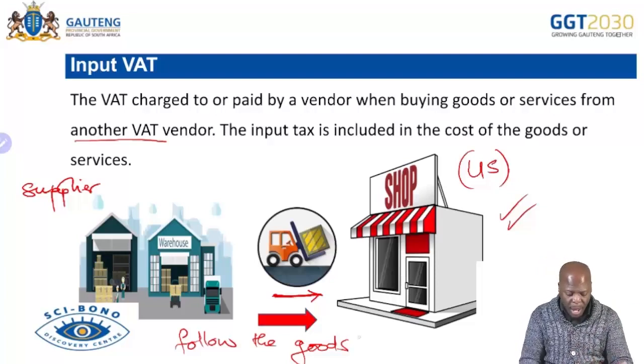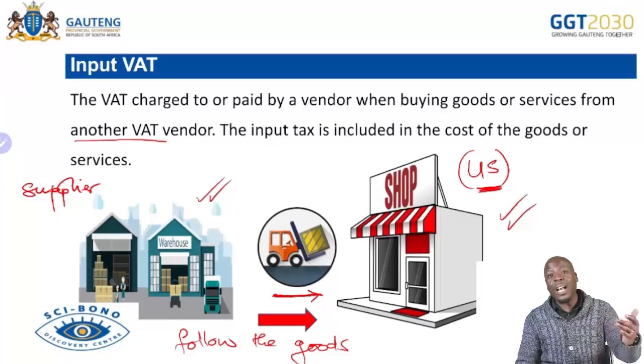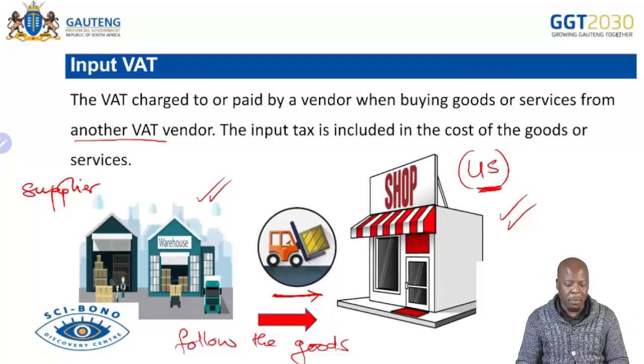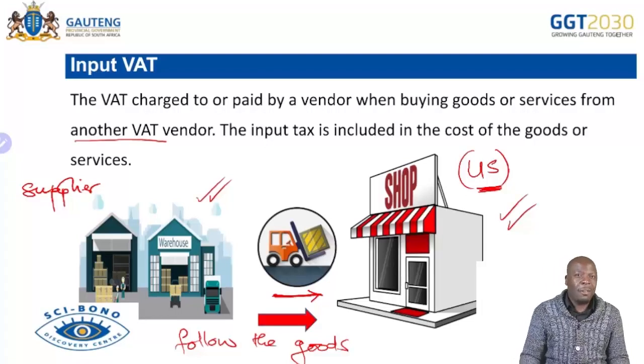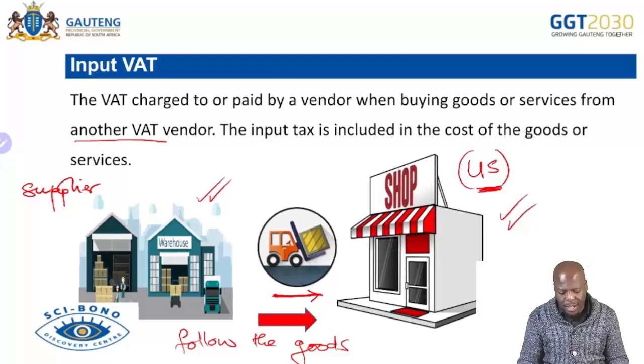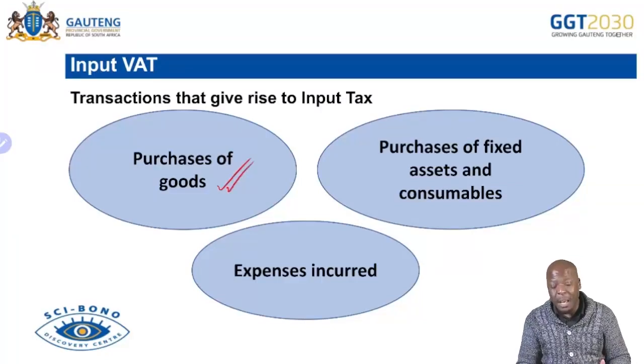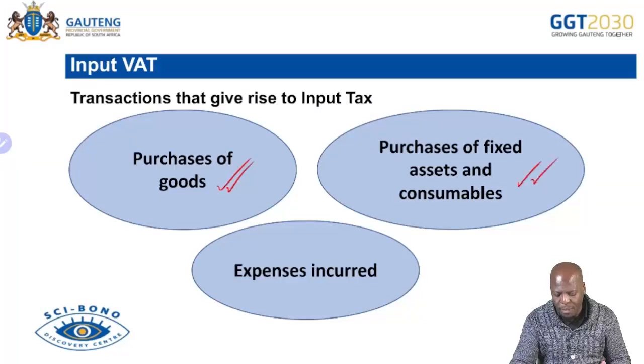In this case, we are buying goods from our supplier and this is us. So goods are being delivered. When goods are coming into the business, then we have input VAT. So if I'm to ask you from the understanding that we have so far, which type of transactions do you think can lead to input VAT? Obviously, number one, you're going to have the purchases of goods. Goods are coming in. Purchase of fixed assets and consumables, as well as expenses that are incurred.